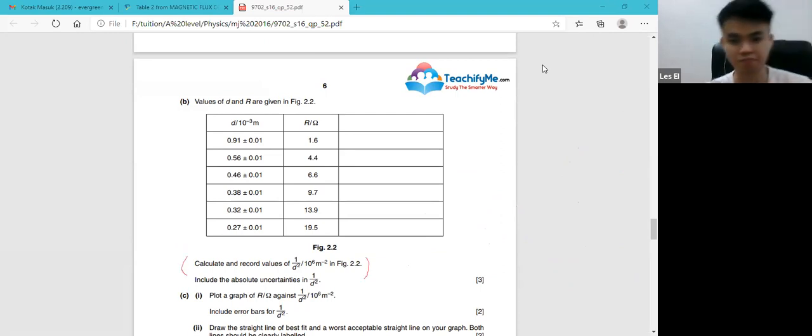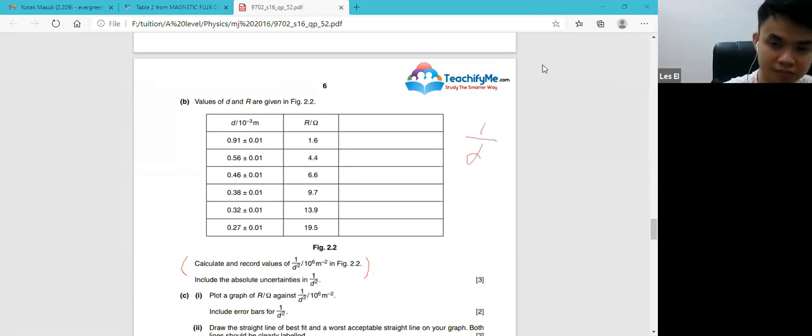Okay, now we're going to discuss part B. Include the absolute uncertainty for 1 over d square. So you have learned this before now, right? 1 over d square. This one, I'm going to call this a variable. Let's say I call this z first.